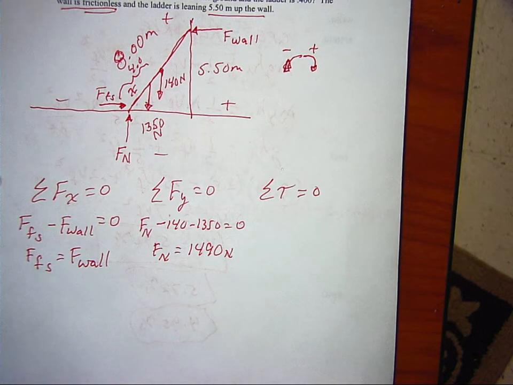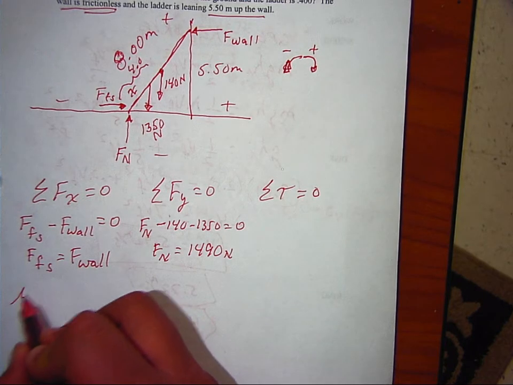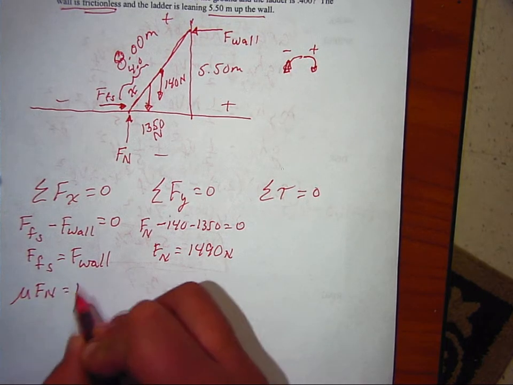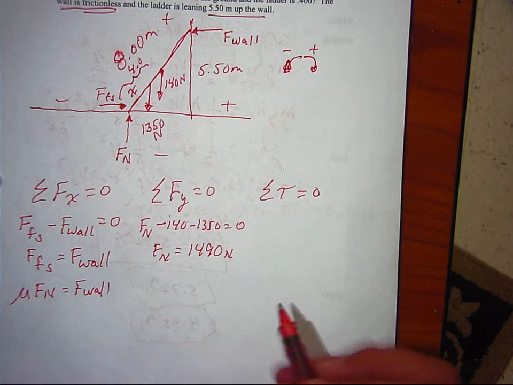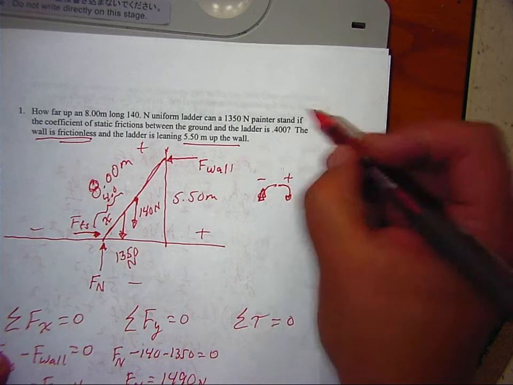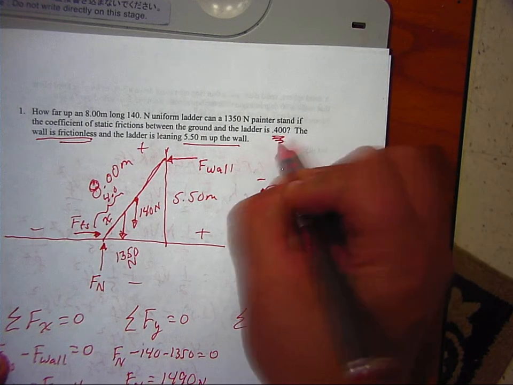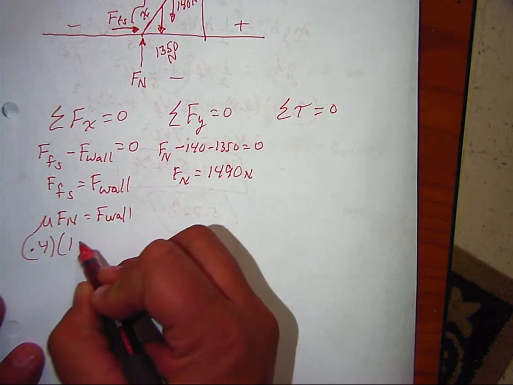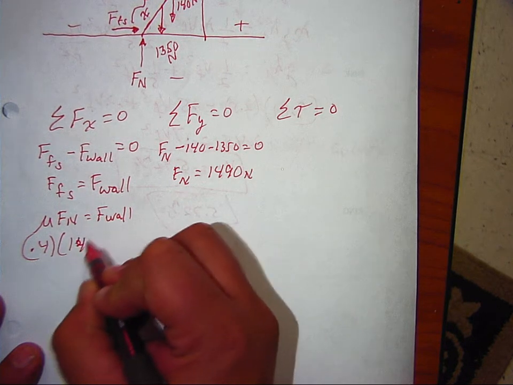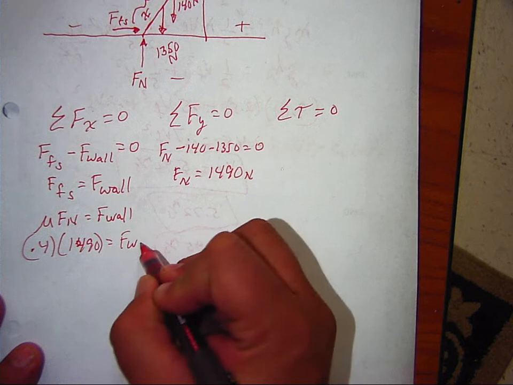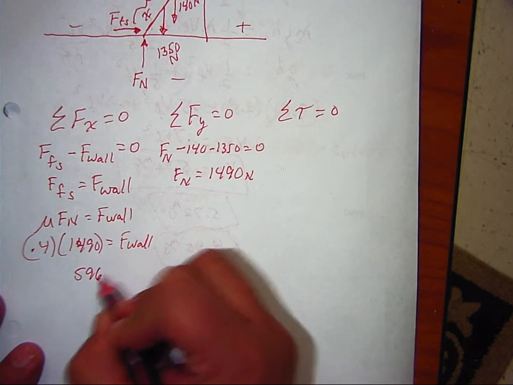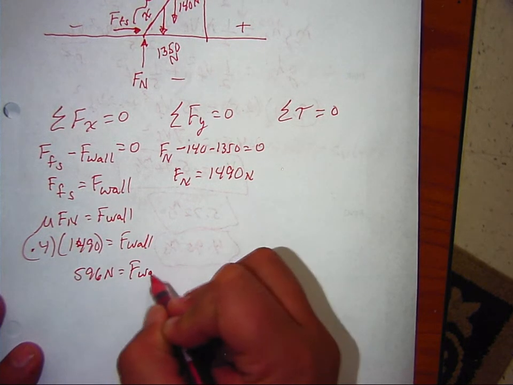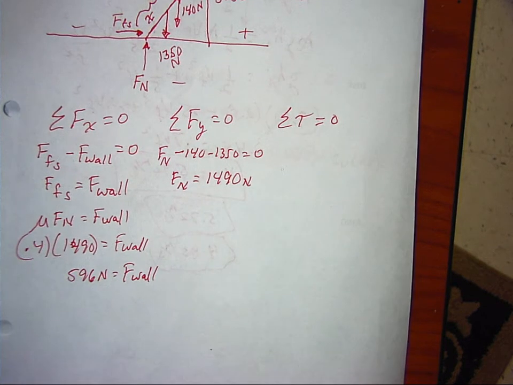In case you've forgotten the formula for friction, it's mu times the normal. And if you read the problem, right here it tells you that the coefficient is 0.4. All right, we're golden. 0.4 times 1490 is 596. All right, but now, here comes the tough part. The torque.